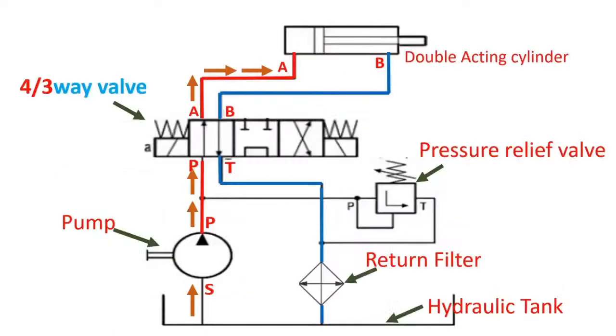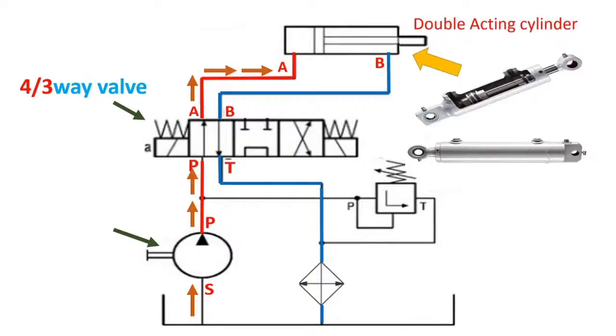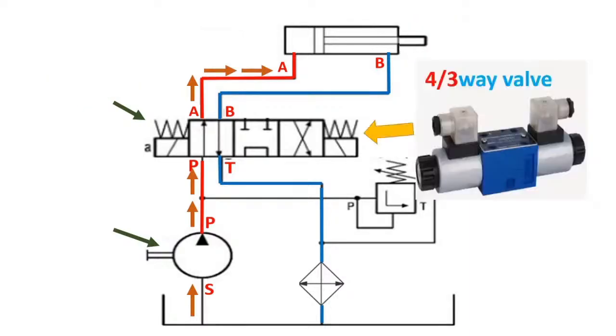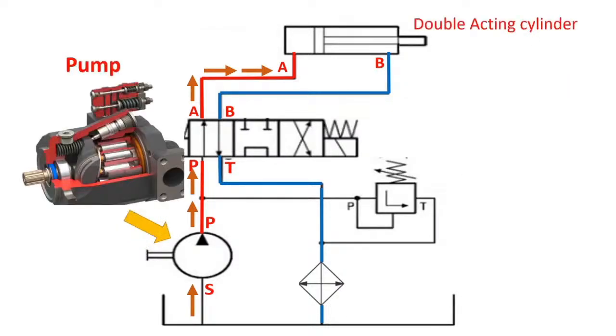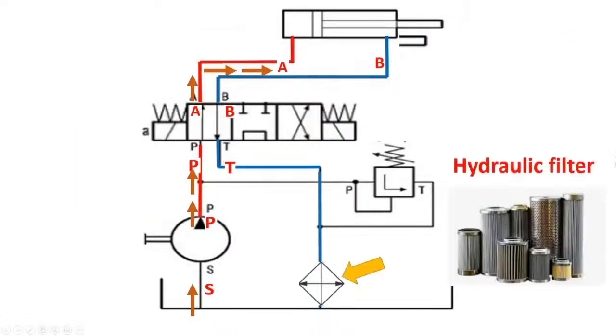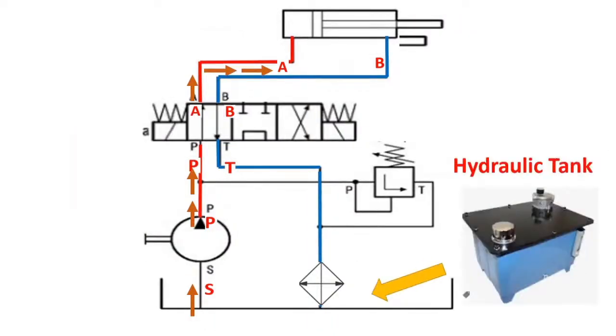Hydraulic is derived from the Greek words. Hydro means water and aulos means pipe. Now let's discuss the components of a hydraulic system. This is the symbol and actual picture of a double acting cylinder, a four-three-way directional control valve, pressure relief valve, hydraulic pump, hydraulic filter, and hydraulic tank.